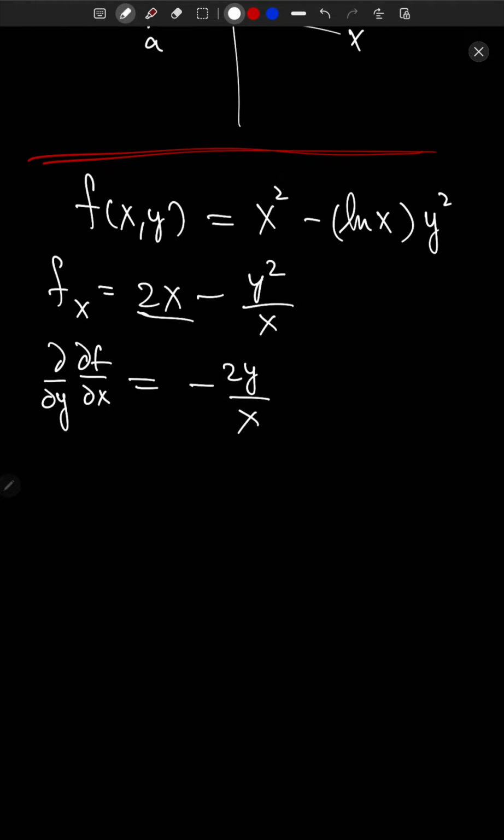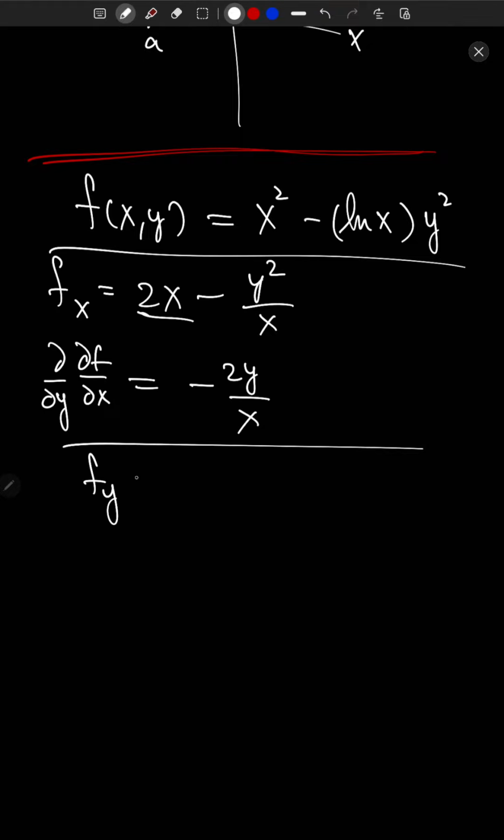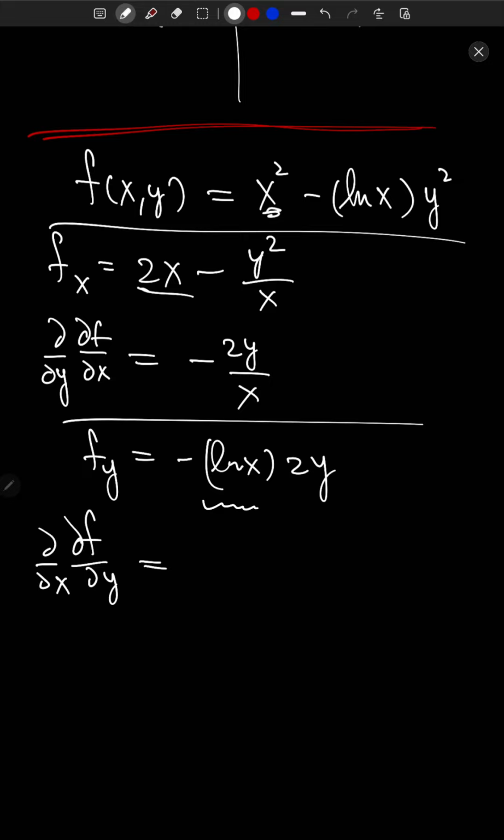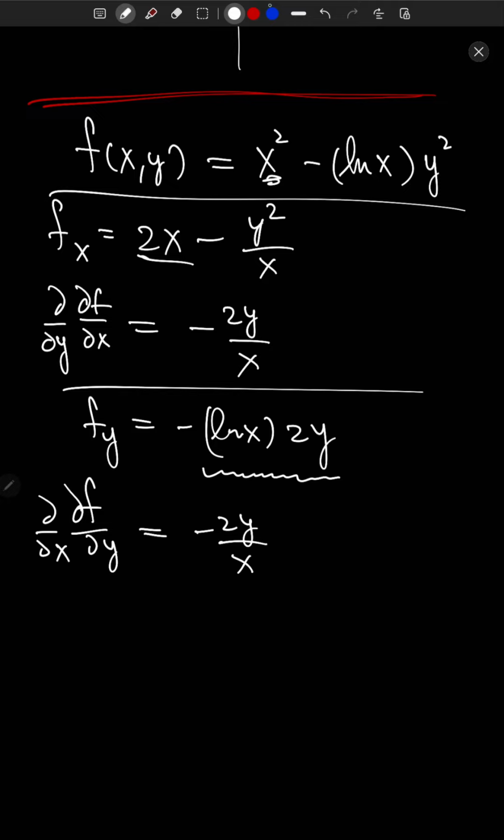Okay. All right, if we do it the other way, f sub y first, we're going to get the x squared is a constant, it goes away. The natural log x is a constant, so we just have a natural log x in front. The derivative of y squared is 2y. Okay, and then d/dx of that is going to be the x derivative of this guy above. And that's just going to be, well, the 2y is constant, so minus 2y, and times the derivative of natural log, which is 1 over x. Okay, and so of course, these two guys are the same. All right.